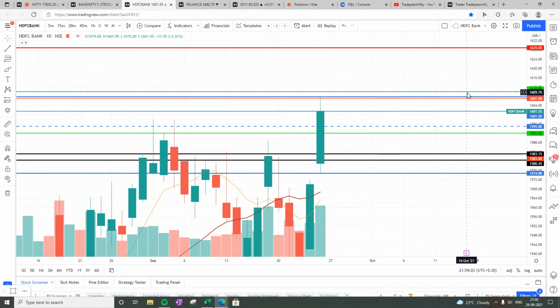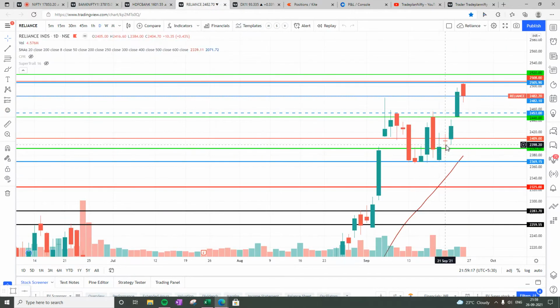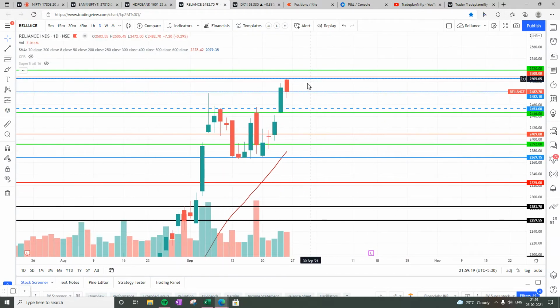And on the top side, it will have resistance at 1610, which is also the weekly H4 for HDFC. So HDFC Bank will start consolidating between 1610 and 1580. Then it will have some impact on Bank Nifty. And Reliance is now at the top of the chart with a close at 2505, definitely an uptrend or maybe a super trend, running parallel to the 20 bar moving average.